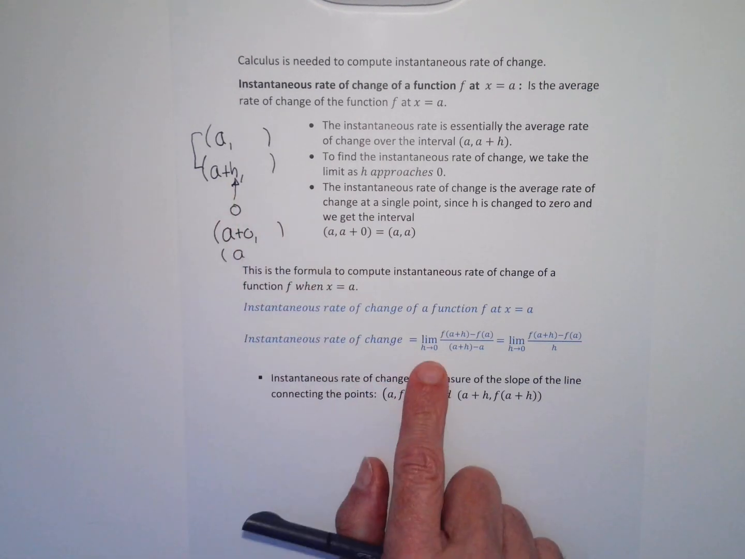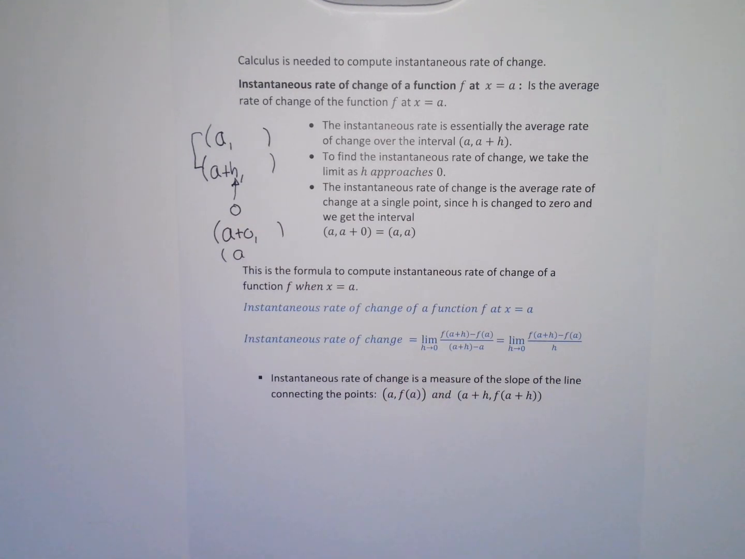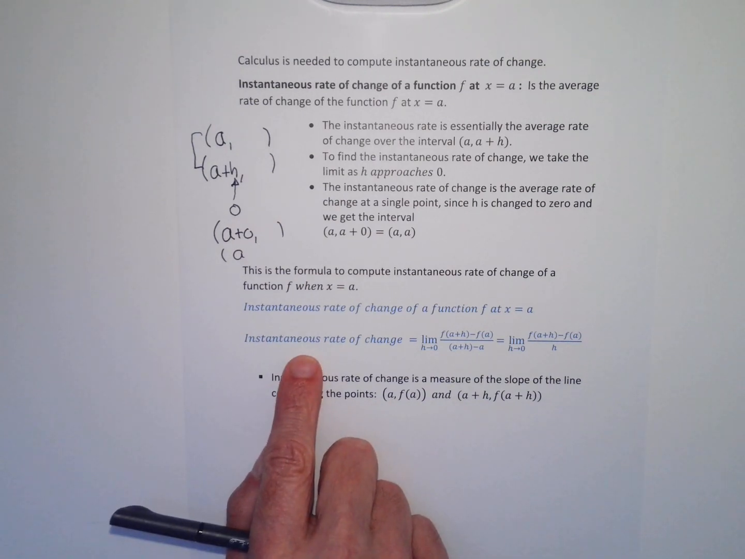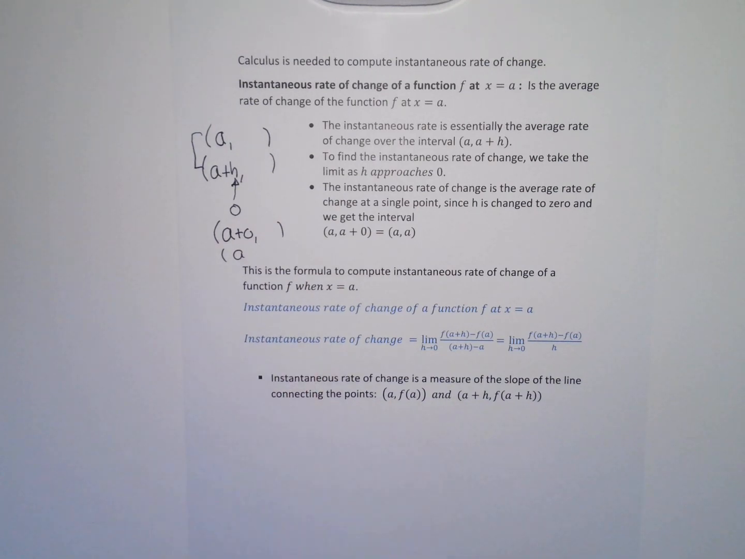And then I do trickery to make the h go to 0. And then essentially I'm finding the average rate of change at a single point. That's what the instantaneous rate of change is. It's the average rate of change at a single point. And when it's at a single point, it becomes the instantaneous rate of change.